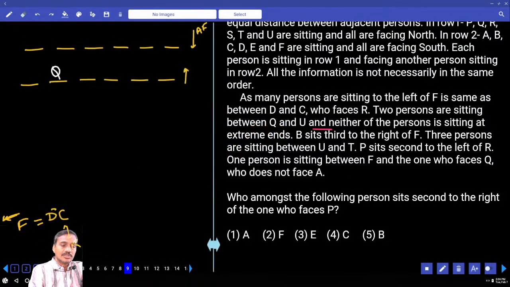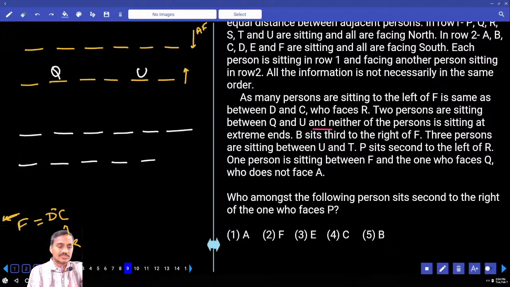If Q is here, U will be here, that is 1 possibility. And in the second possibility, now 6 persons were there, 1, 2, 3, 4, 5, 6. Now here again, if U is here, Q will be here. And between Q and U, there must be exactly 2 people, and neither of these 2 persons are at the ends.